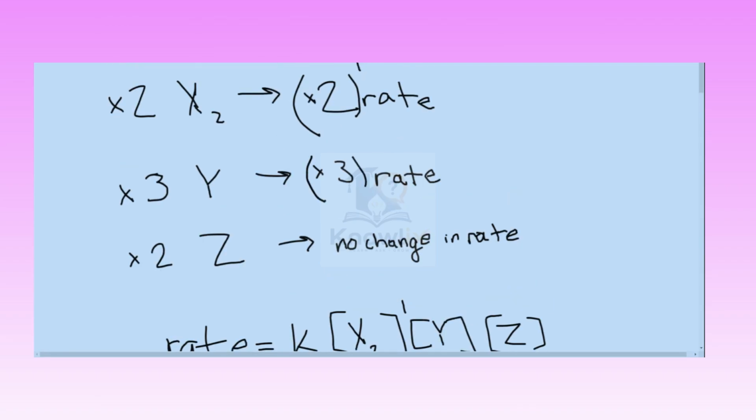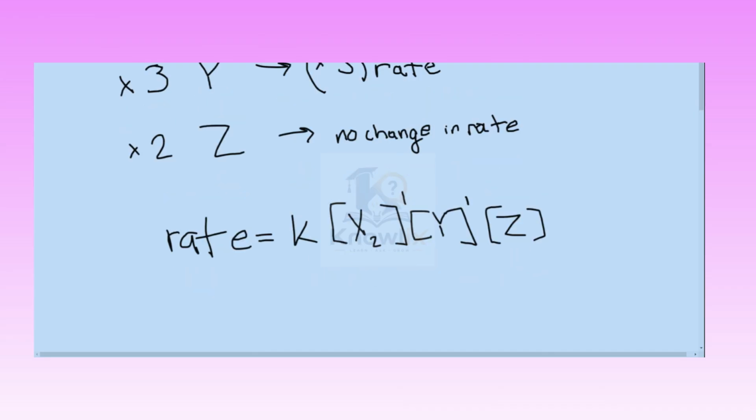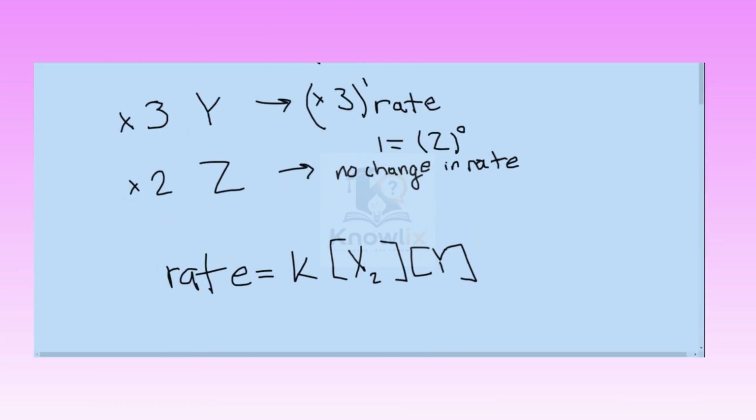Tripling the concentration of Y tripled the rate, so that's also 1. And doubling the concentration of Z did not lead to a change in rate. So that means that there's a 0. Z isn't in the rate law. So our rate law is right here: K times the concentration of diatomic X times the concentration of Y.